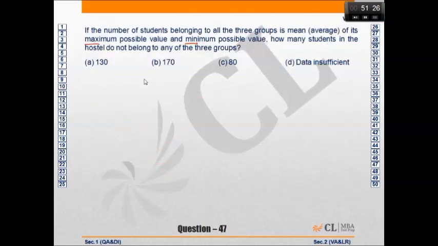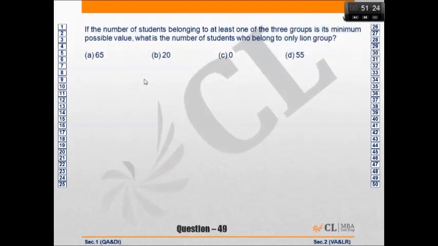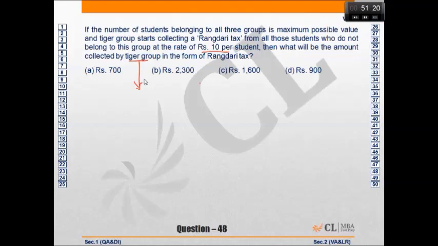70 belong to Tiger. So whatever happens, where was this? Okay, so it doesn't matter. Tiger group is 70 stones. That means the remaining 230 stones will pay at the rate of 10 rupees. So it should be 2300. Should be the answer. I'll come back and check it again.